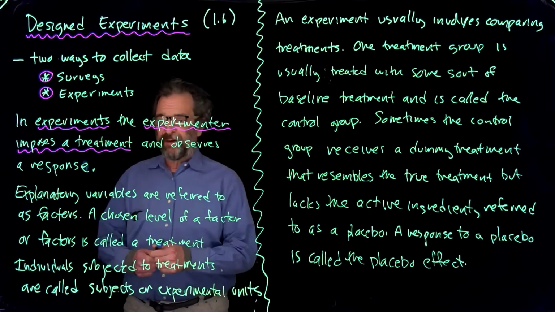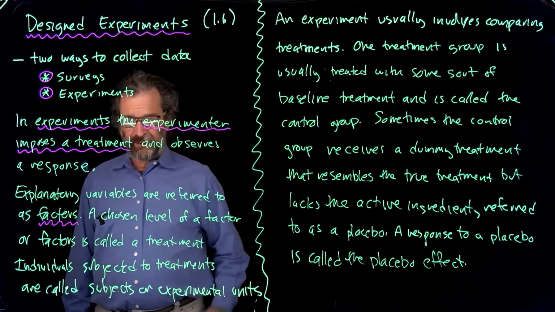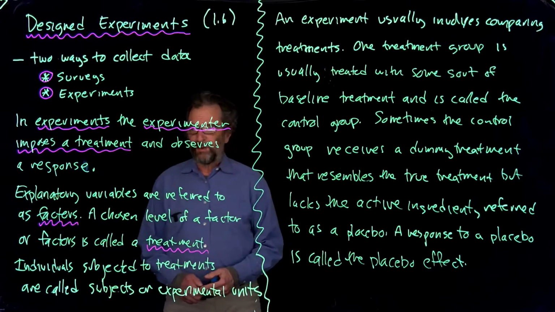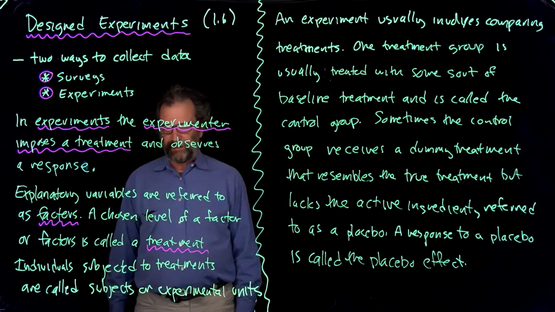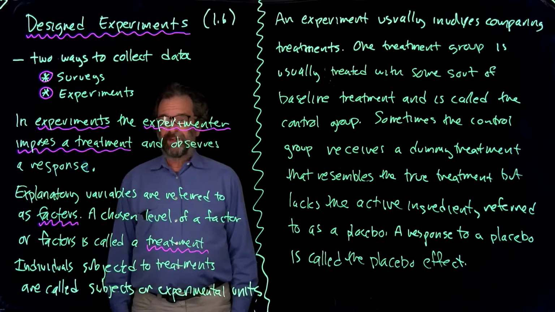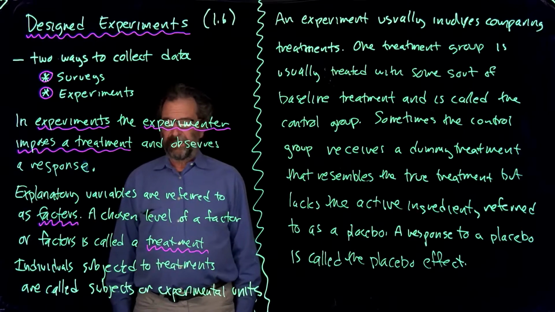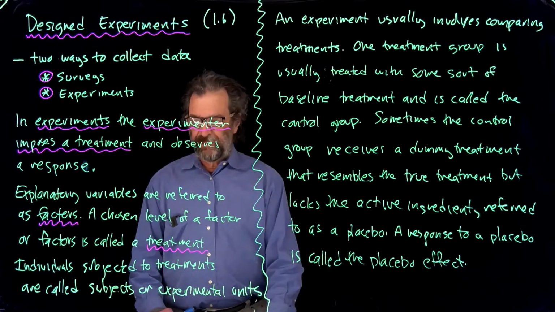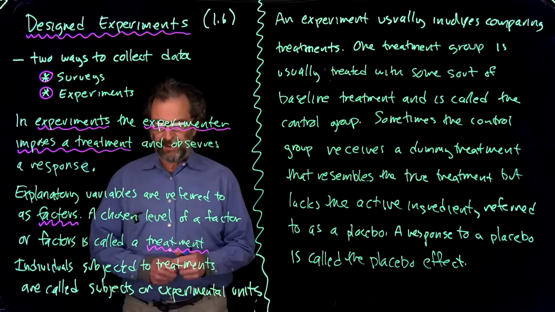In an experiment, the explanatory variables are referred to as factors. A chosen level of a factor or factors is called the treatment. So if you're trying to decide, say, for example, to compare 3 different headache pain relievers, then the type of headache pain reliever would be the factor. The exact allocation of which pain reliever would be called a treatment. So the pain reliever is the factor, and the level would be which pain reliever you got. Individuals subjected to treatments are called subjects or experimental units.